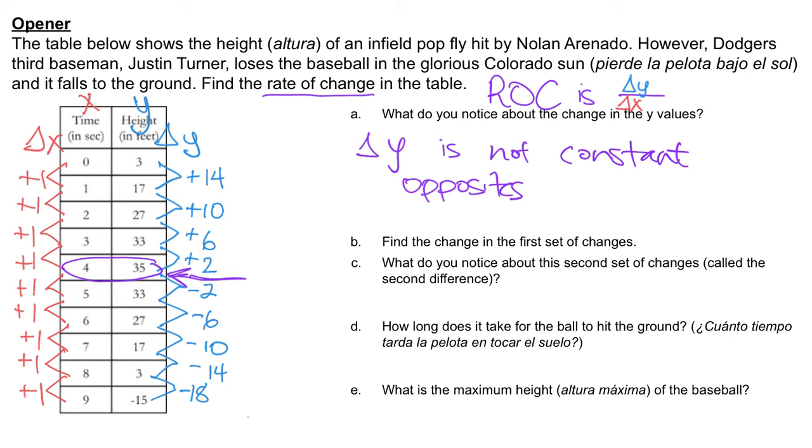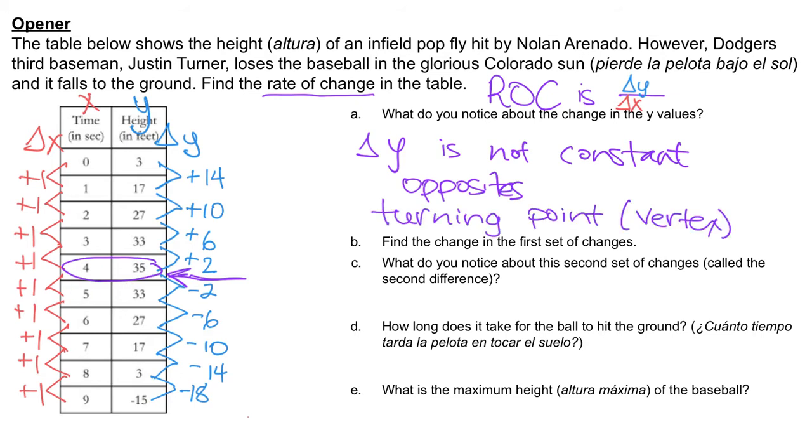You can also tell it's the turning point because it's the only Y value that's not buddied up. See how there's 33 and 33, 27 and 27, 17 and 17, but there's no partner for the 35. That lets you know that this is a vertex.